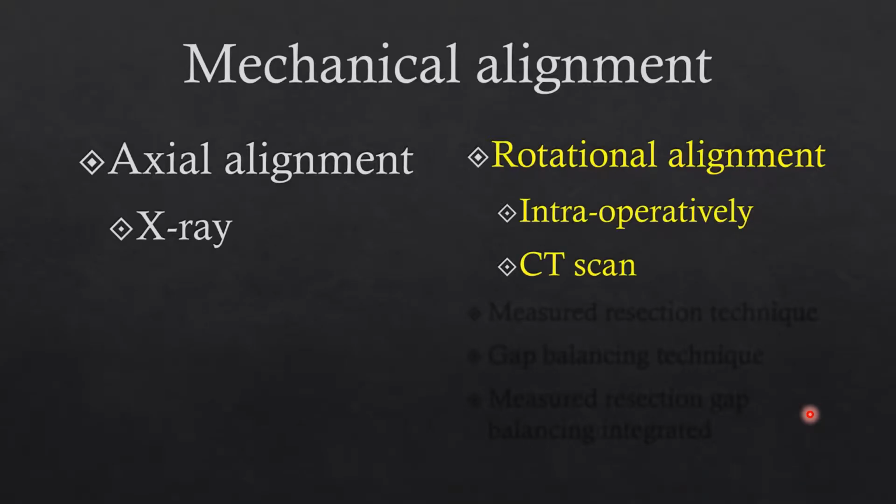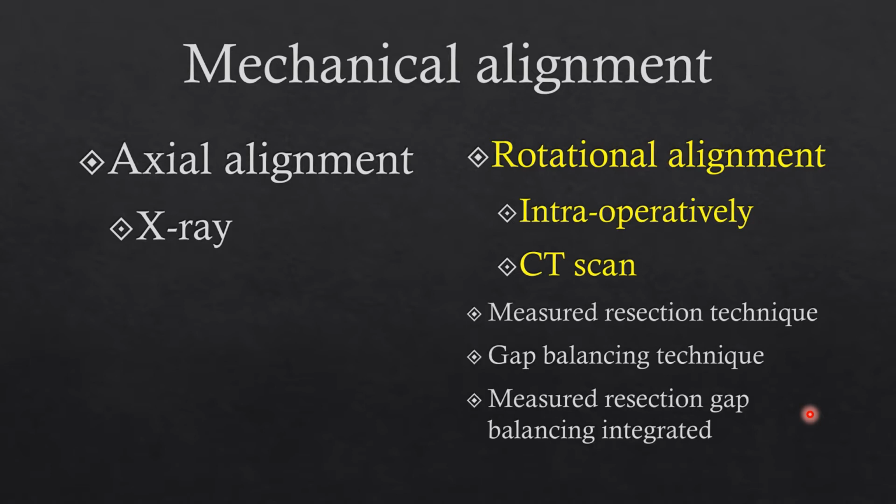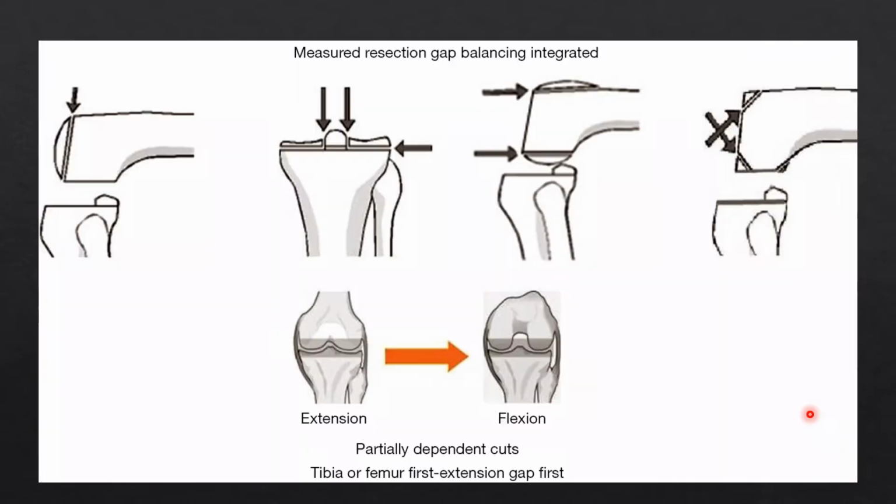3 degrees. Now the rotational alignment, as we stated before, can be assessed only intraoperatively and by CT scan, and it can be established by the measured resection technique, gap balancing technique, or measured resection gap balancing integrated technique. Here we see the posterior cut of the femur or the anterior cut of the femur determine the femoral rotation, determine the rotational alignment of the limb, and it also has an effect on the flexion gap and the patellofemoral tracking, whereas the distal femoral cut has an effect on the extension gap only.